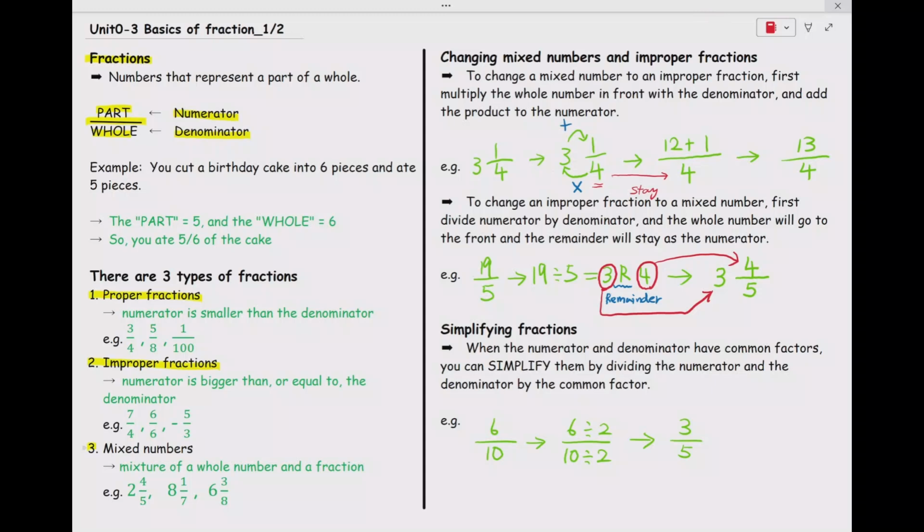The third type is called mixed numbers. Mixed numbers are the mixture of a whole number and a fraction. For example, 2 and 4/5, 8 and 1/7, 6 and 3/8.